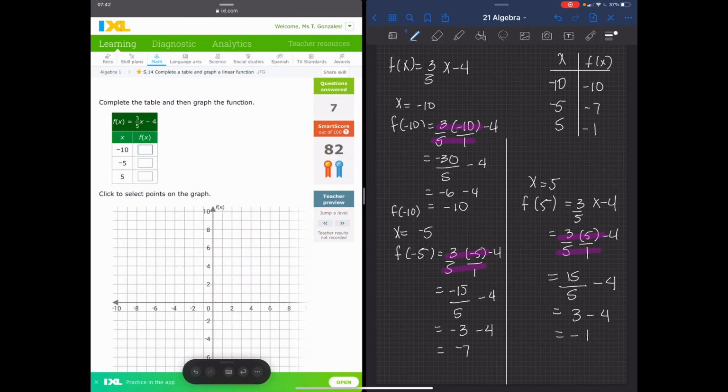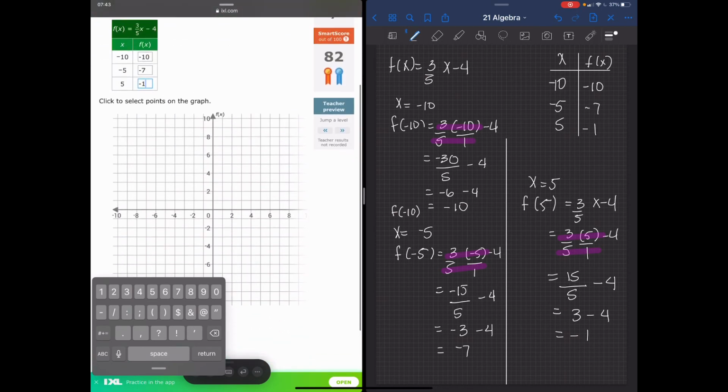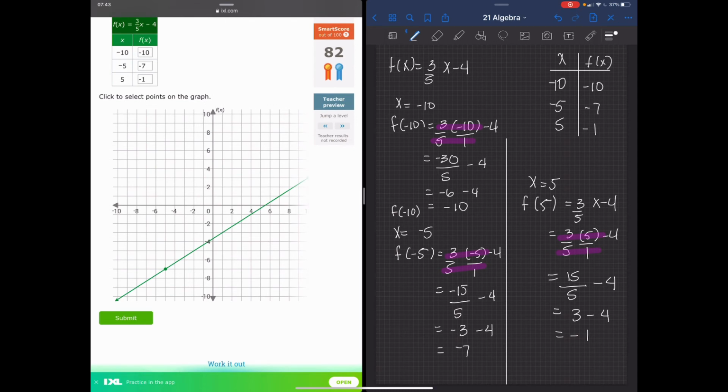So my totals are negative 10, negative 7, and negative 1. And then when I graph, I get 10, negative 10. And then I get negative 5, negative 7. Again, negative 5, negative 7. Let me try that one. 5, negative 1.